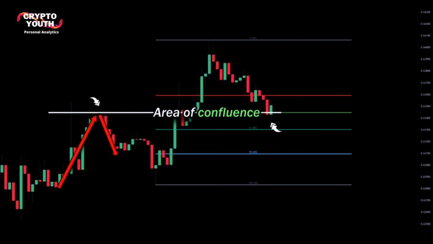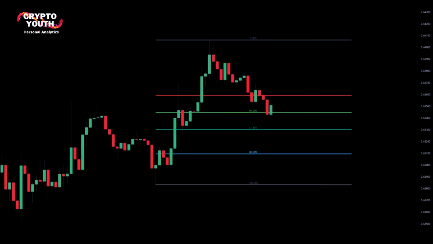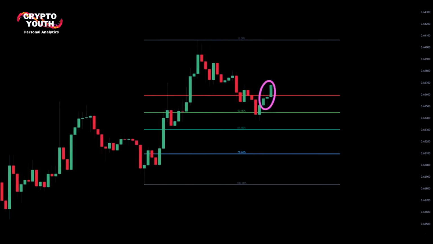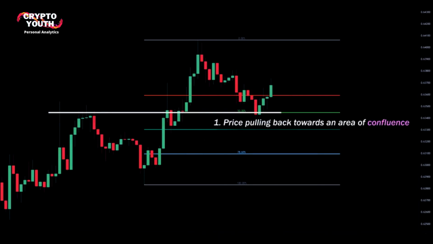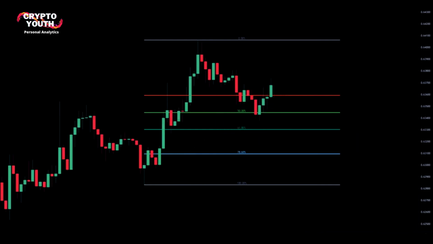And to further confirm that, we can see that the next candles after that are multiple green candles breaking above the 38.2% level. So let's recap what we have currently. First, we have price pulling back towards an area of confluence, which is a Fibonacci level and a resistance level at the same time. And second, we can also see signs of upwards momentum indicated by multiple green candles breaking above the 38.2% level. So based on this, we can conclude that the price will likely bounce at this level. And so this is a good opportunity to take a long position.